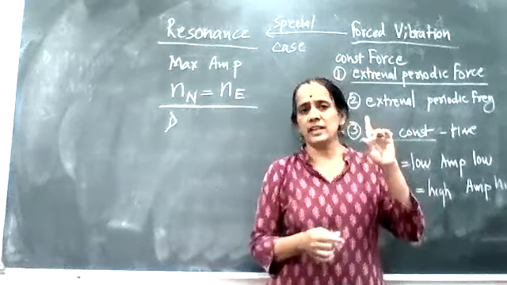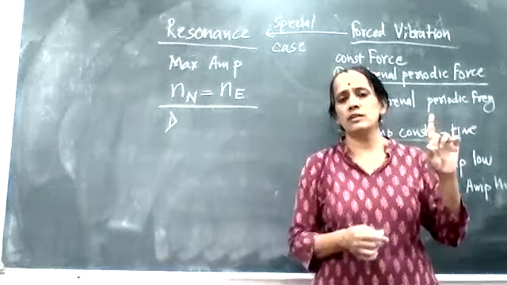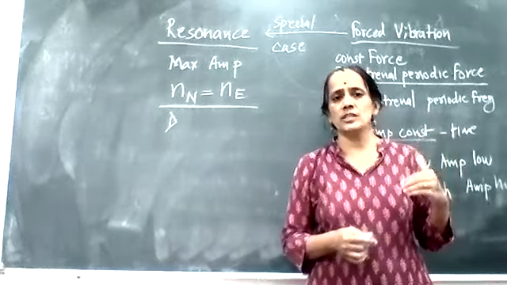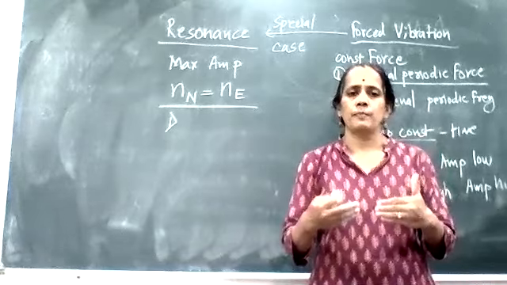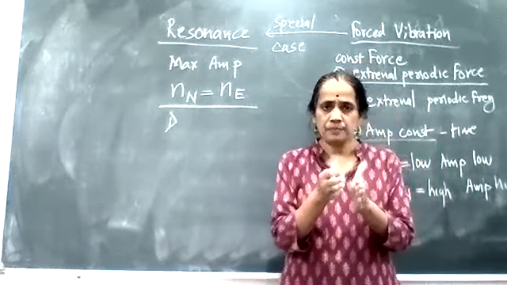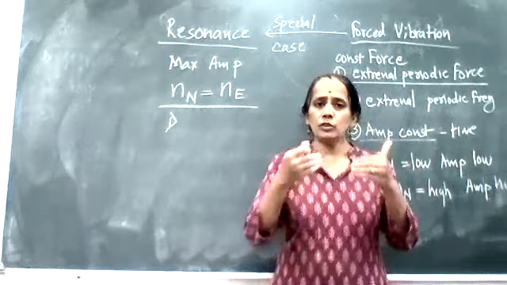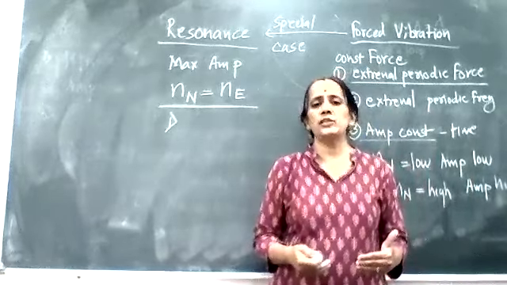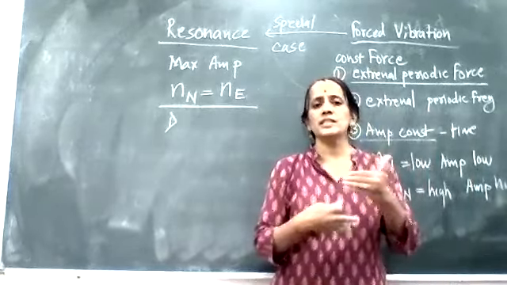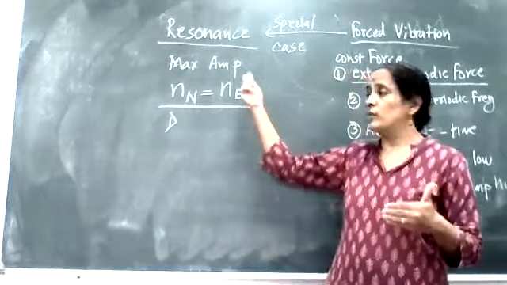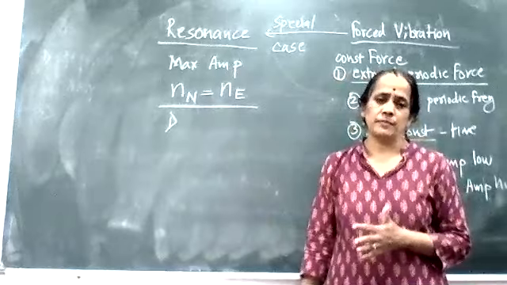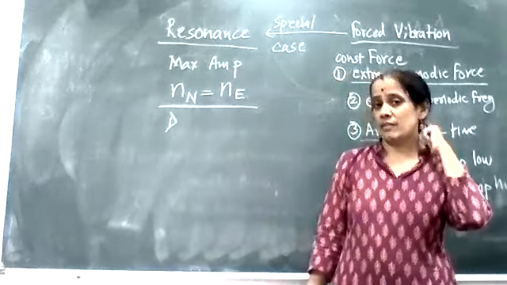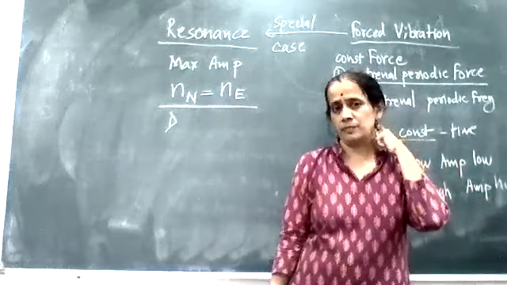So in that accident, what is the external periodic force? The external periodic force is nothing but the vibrations of the feet of a number of people. Those frequencies get added up, and that is equal to the natural frequency of the bridge. So both the frequencies are equal, the bridge vibrates with maximum amplitude and it collapses. So this is one of the disadvantages of the resonance phenomenon.